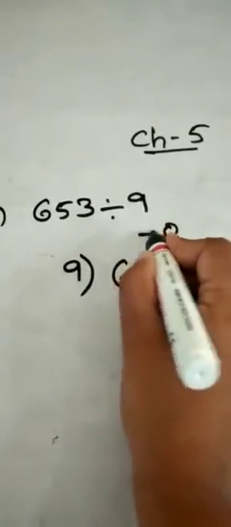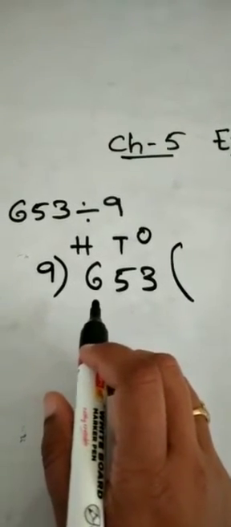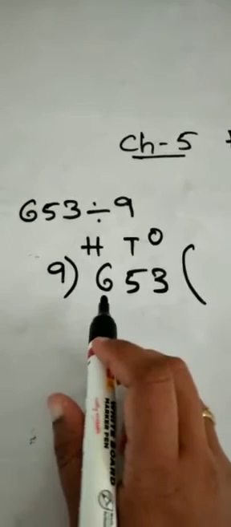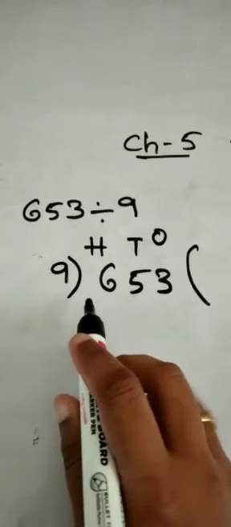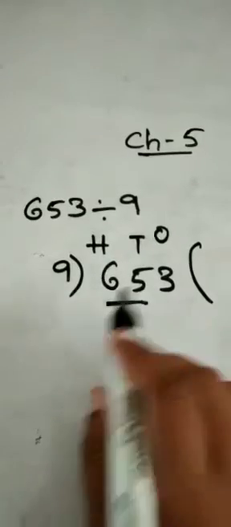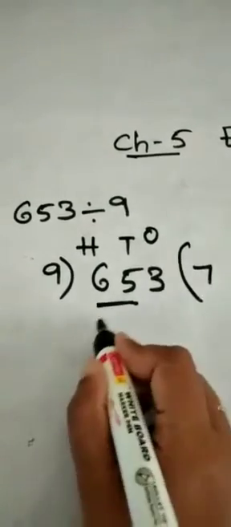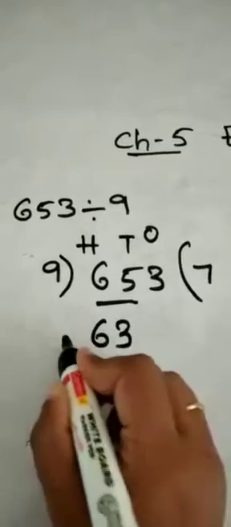Ones, tens, hundreds. Okay, so let us start with the highest digit value. So 6. We cannot divide 6 by 9. So let us take two numbers, 65. Okay, so 9 sevens are 63.